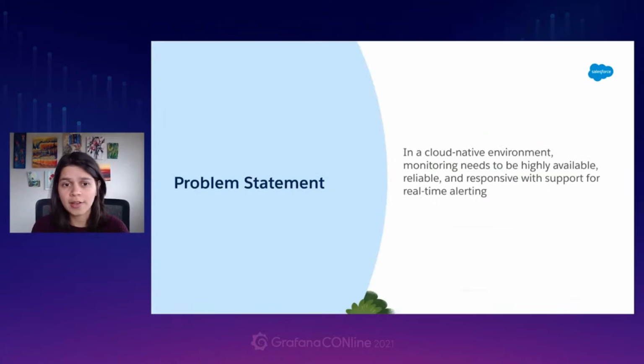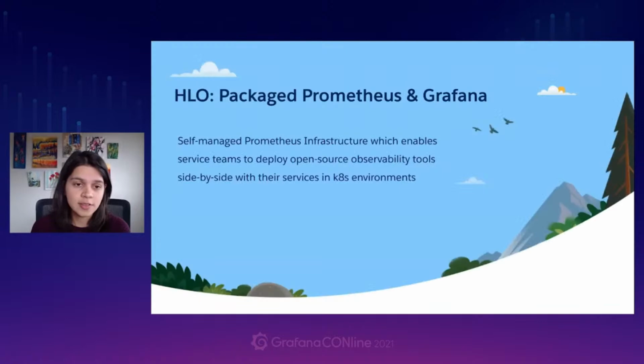With a move to a highly distributed cloud-native architecture, Salesforce needed a reliable alerting system that can provide near real-time feedback. And so to fill this need, our organization, Monitoring Cloud, provided hyperlocal observability, HLO for short, which is a packaged set of open source and cloud-native observability tools. It bundles Prometheus, Grafana, and Alert Manager in an easy to install and highly customizable package that engineering teams can then deploy and operate within their Kubernetes clusters.